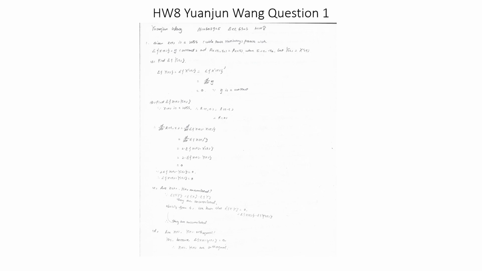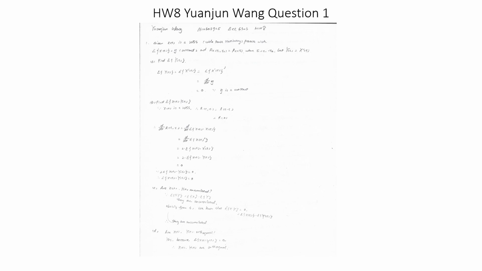And as we know from question 1, the derivative of x of t is just y of t. So 2 times E of x of t times y of t is going to be equal to 0. Because 2 of them are 0, now we know that E of x of t times y of t is going to be equal to 0.